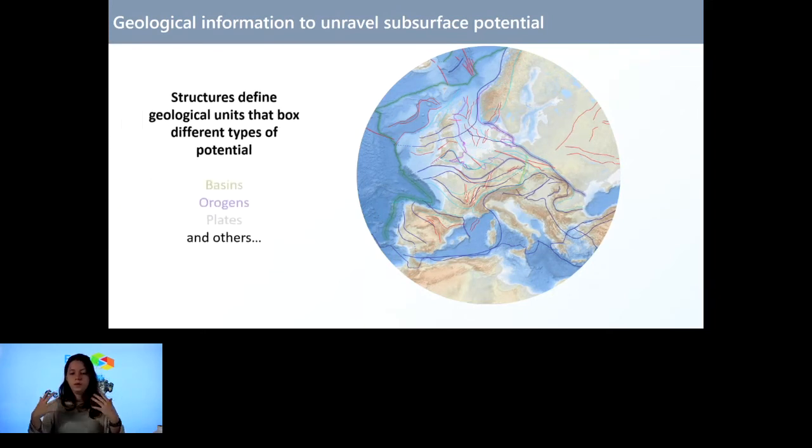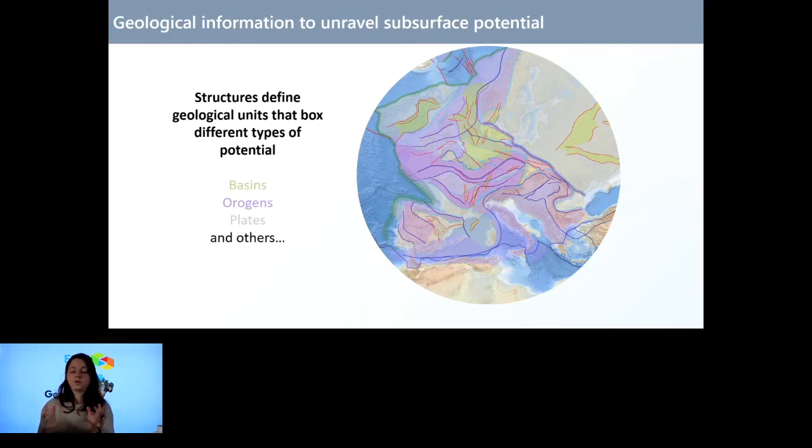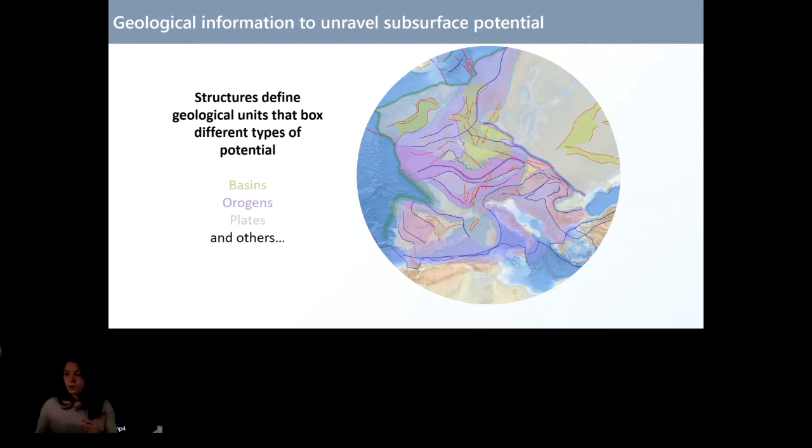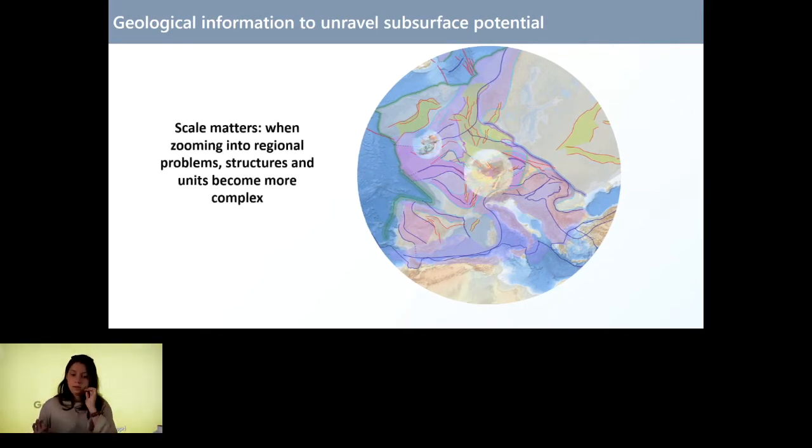These structures then define the units that help us to discuss the resources and potential by theme. For example, you see there are some basins in yellow, orogens in purple, etc. But of course, scale matters. And for the structural framework, when we zoom in into specific regions, everything becomes more complex. So this multi-scale character helps us to keep the complexity contextualized and see knowledge across multiple scales.